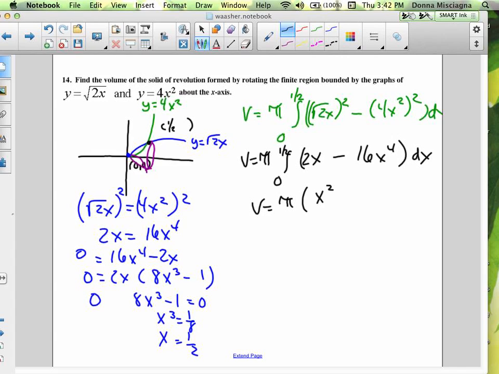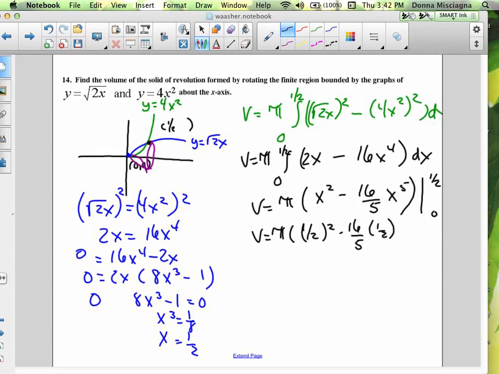So this would just be an x squared minus, right? So this is going to be x to the 5th divided by 5, so this will be 16/5 x to the 5th. And we're evaluating that from 0 to 1/2. So our volume is going to be pi times 1/2 squared minus 16/5 times 1/2 to the 5th. And if I plug in the 0, I'm just going to have minus 0. Okay, so we'll simplify this. So we have pi times 1/4 minus, 1/2 to the 5th power would be 1/32.